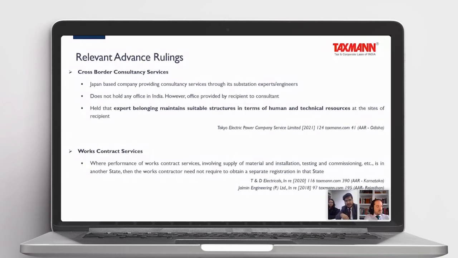Works contract services: we discussed the civil contracts, whereby you are performing contracts in other states. The Karnataka as well as the Rajasthan Authority of Advance Ruling held that in that case you are not supposed to take any registration in the other states.